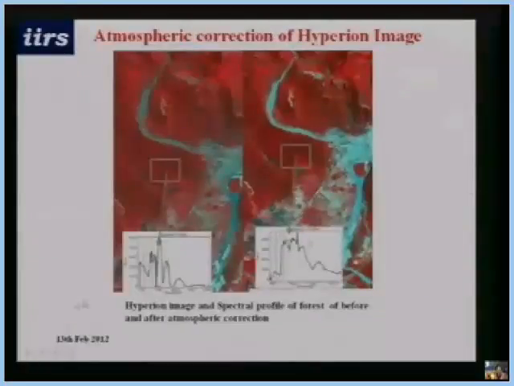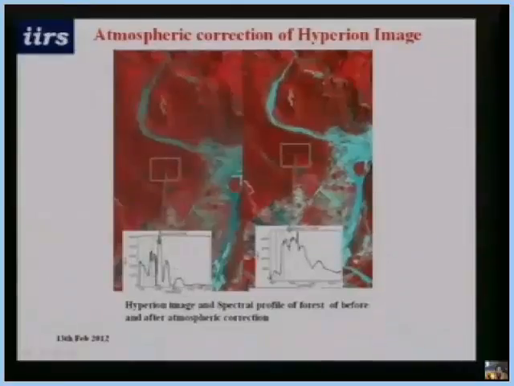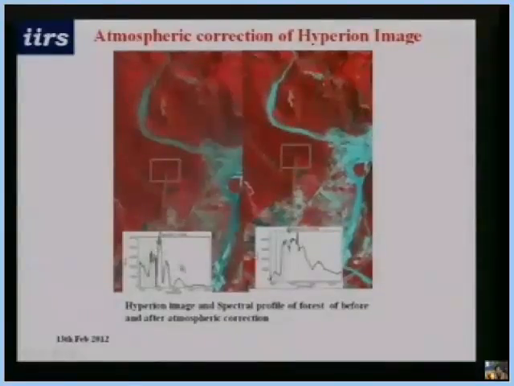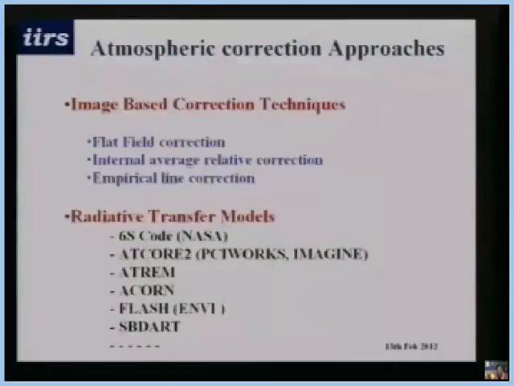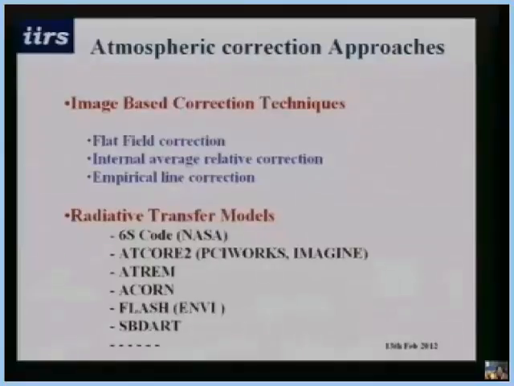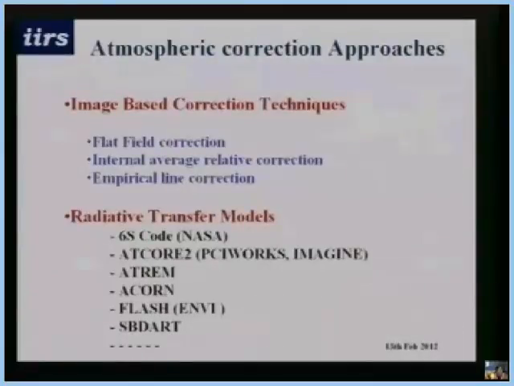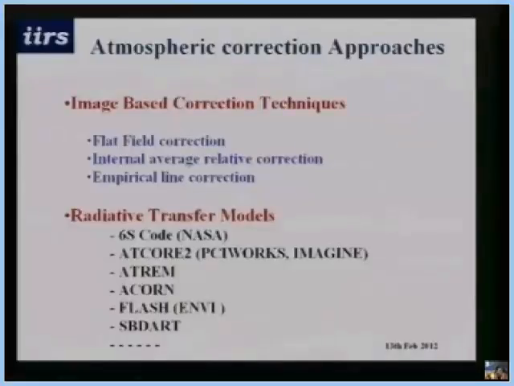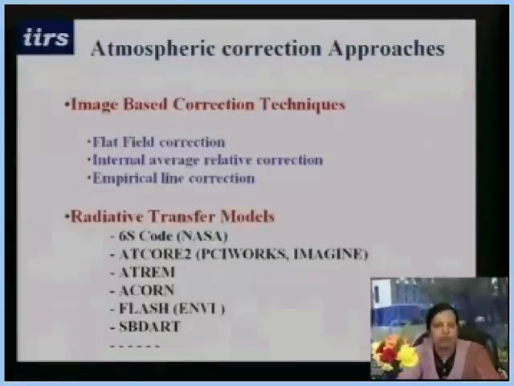Atmospheric correction is required to convert your DN values into the spectral profiles, the ground reflectance profile, which then can be compared with the ground collected spectral response datasets, and then identification of those objects can be made possible. For atmospheric correction, we have different approaches. You have image-based correction methods, which are relative in nature, and radiative transfer models, which provide you absolute correction. So probably in the subsequent lectures, more in-depth detail would be given to you on these approaches.